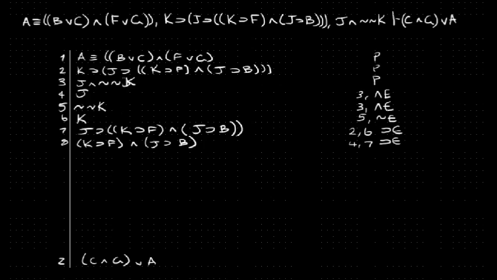So just again to reiterate that in each case we saw that we could derive K from this statement J and not K, and that's the antecedent of this conditional. And we also got J from this conditional statement, and J turned out to be the antecedent of this conditional.